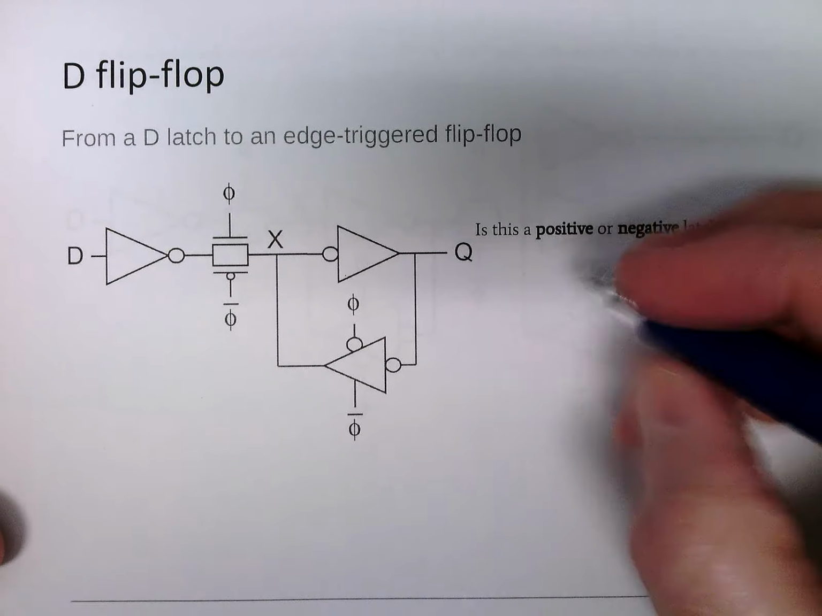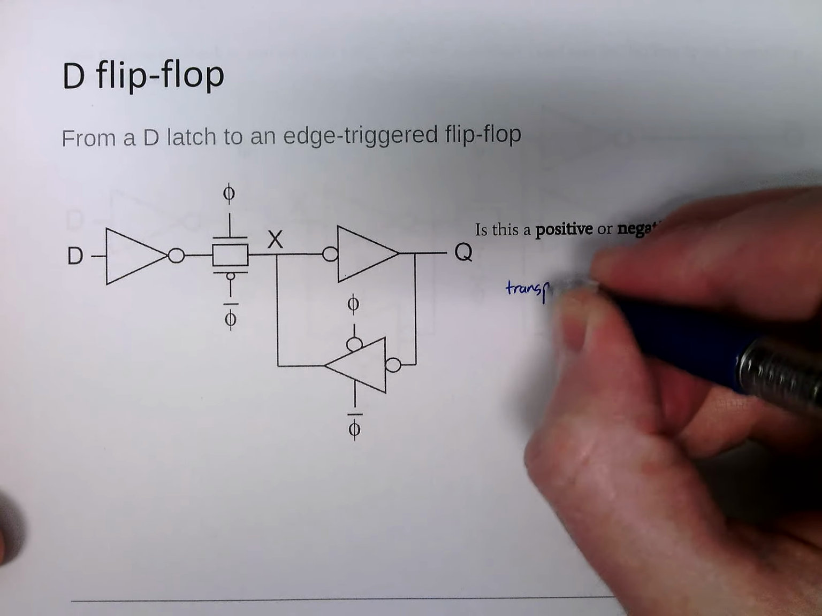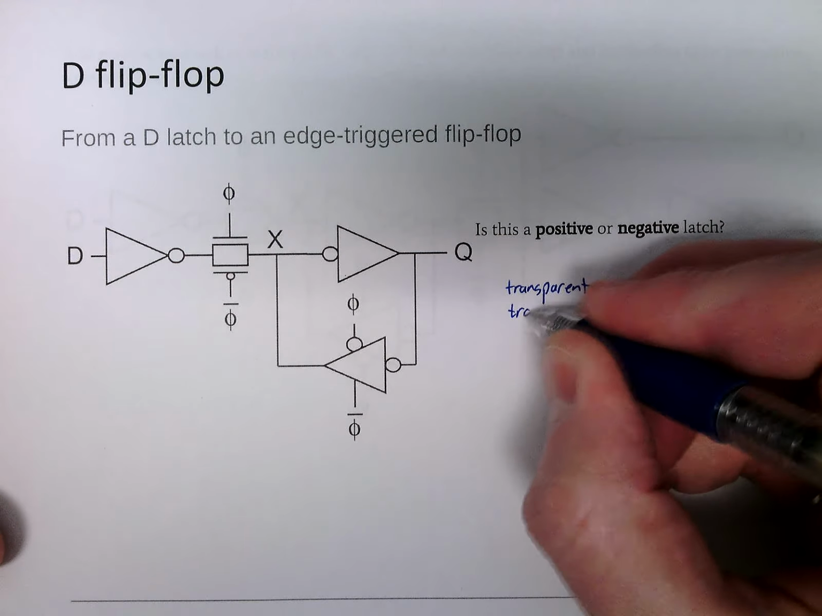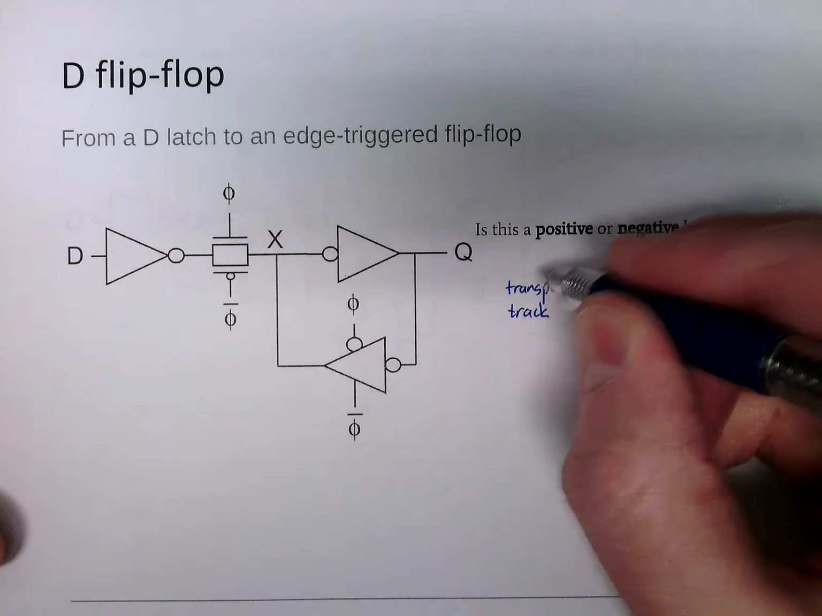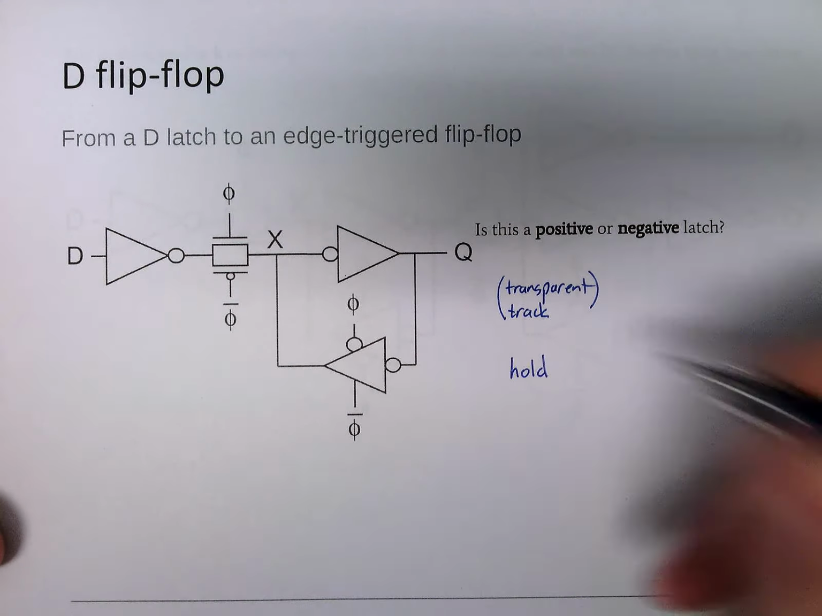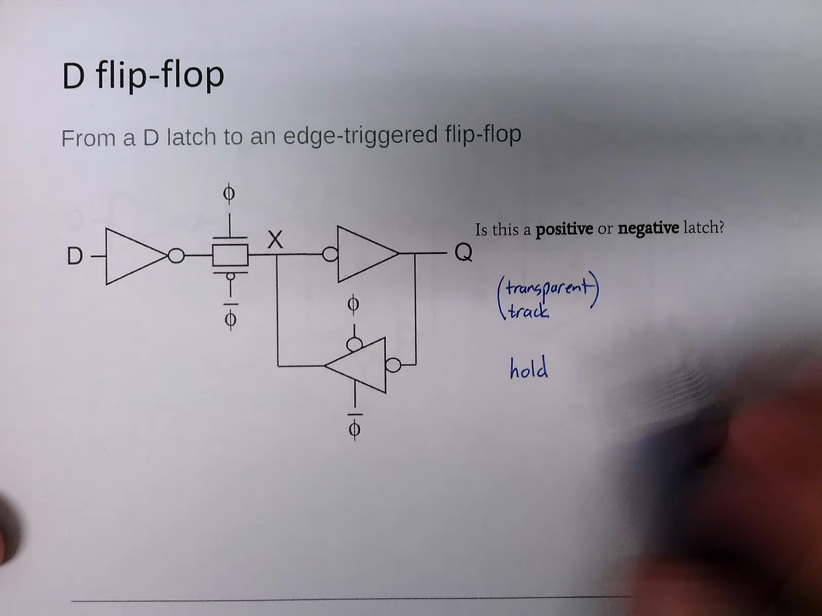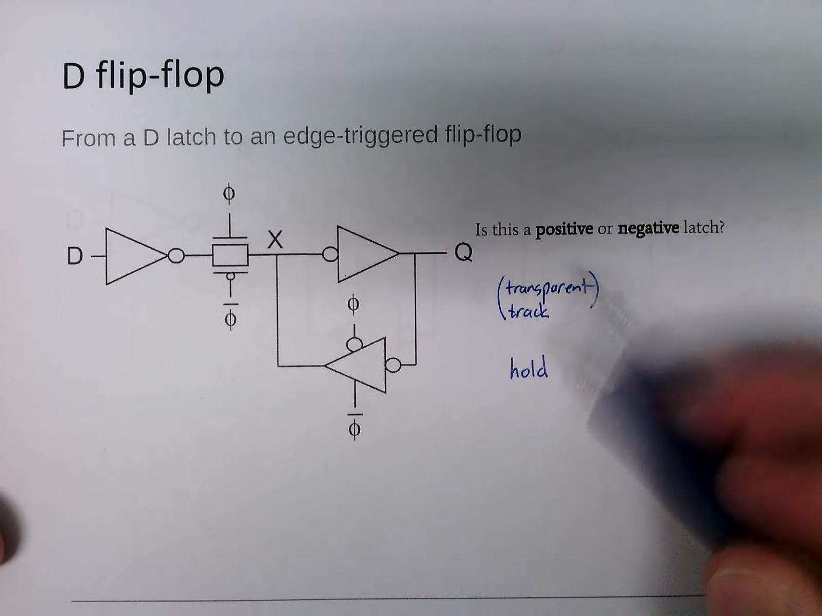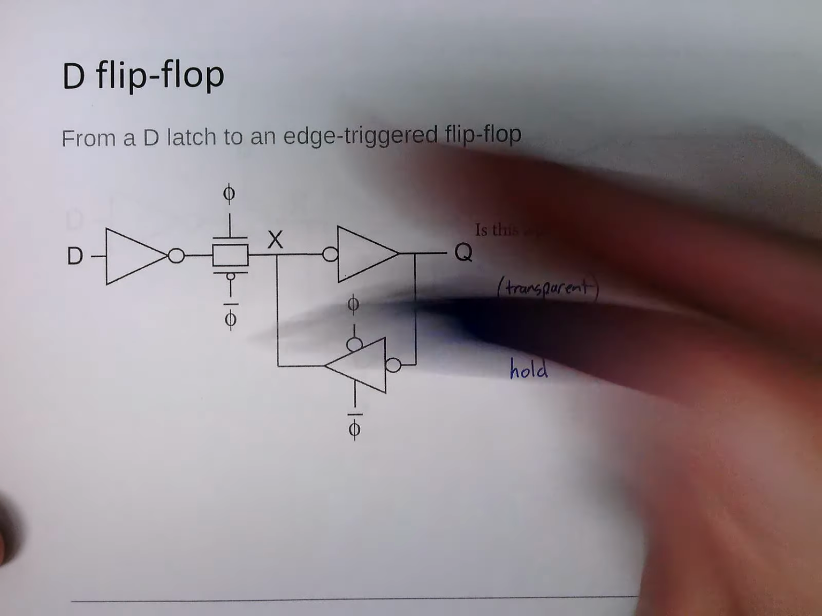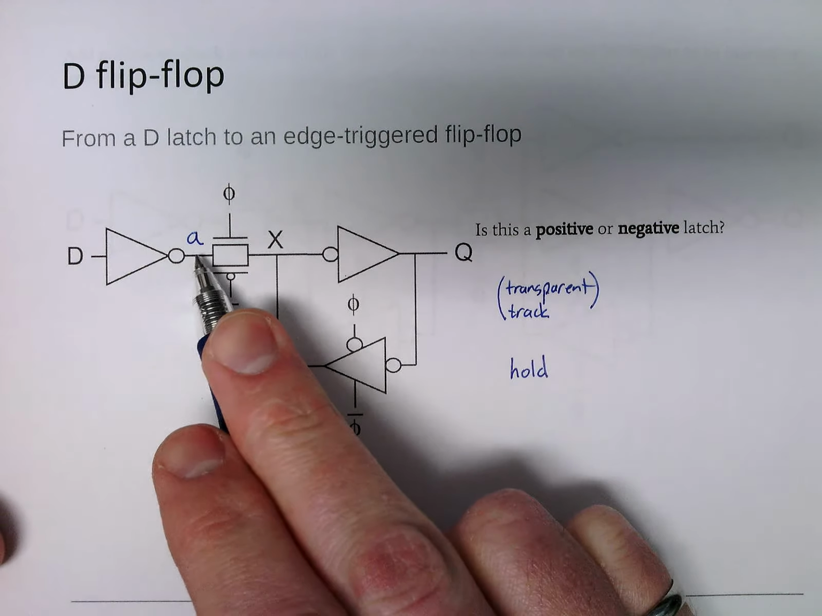A latch has two states. We have transparent, another name for this state is tracking mode. Okay, and then also hold mode, or maybe latch mode, but I never use that word. All right, so transparent and track. If this is in track mode, we have a switch here. I'm going to call this node A, and we'll use that later.